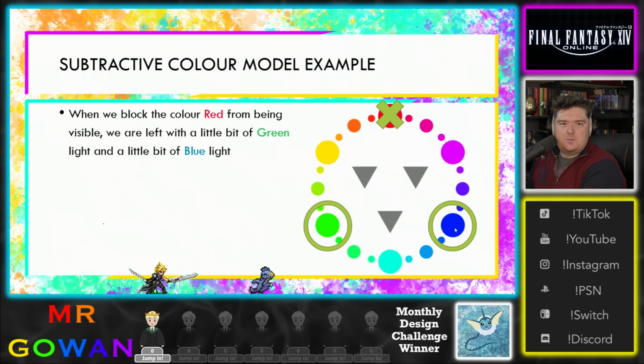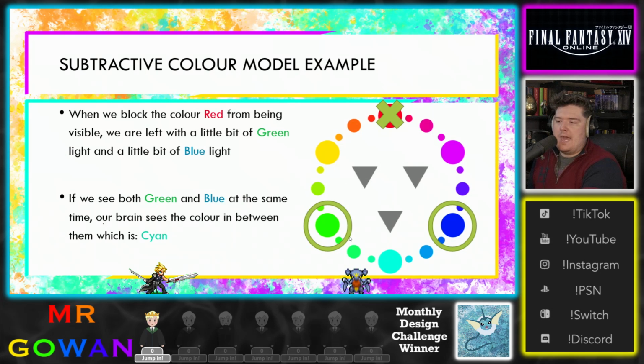But what happens when you see a little bit of green and a little bit of blue? When you only see a little bit of green and a little bit of blue, you actually see the color that appears between them, because you don't see them separated, you see them together. So when we blend blue and green together, we get cyan. So the color that we see when we get rid of red is cyan.